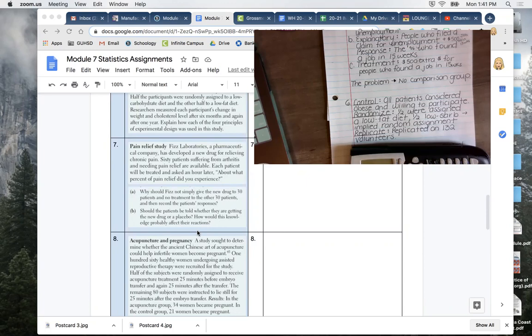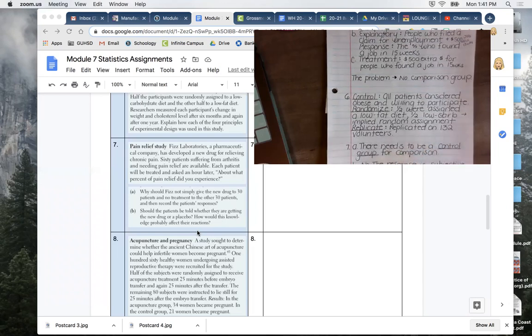Why should they simply not give the new drug to 30 patients? The whole idea of that is for control. There needs to be a control group in every experiment for comparison. So there needs to be a control group for comparison. You need something to compare to. This is the idea of the placebo, okay?